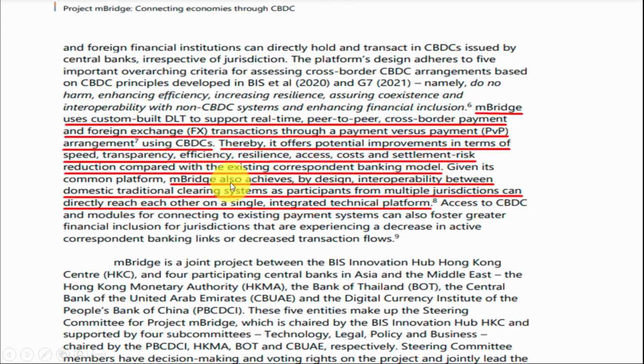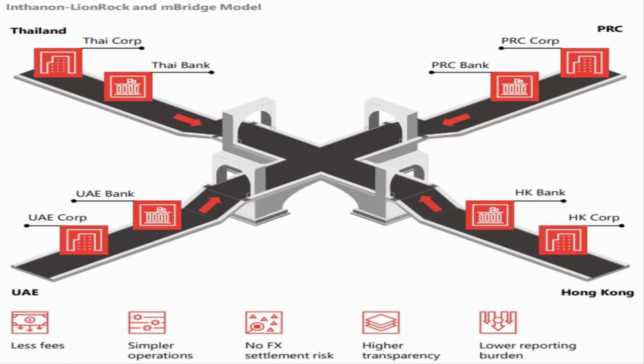Okay, so mBridge also achieves by design interoperability between domestic traditional clearing systems as participants from multiple jurisdictions can directly reach each other on a single integrated technical platform. So what mBridge does, it enables various central banks and clearing systems, commercial banks, all these participants, they can all interoperate with each other so long as they are on the mBridge platform. Even though they are in different jurisdictions around the world, they can all directly reach each other on a single integrated technical platform, and that is the mBridge ledger.